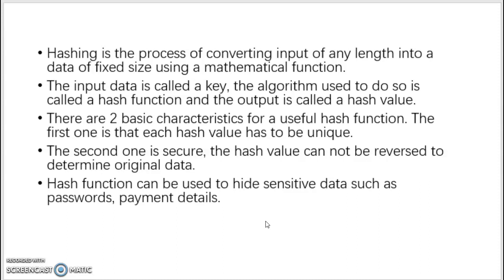And in this hashing process, the input data is called a key, and the algorithm used to do so is called a hash function, and the output is called a hash value.